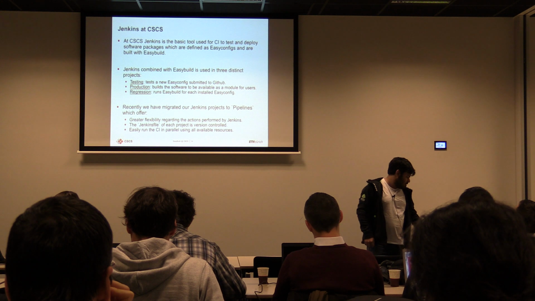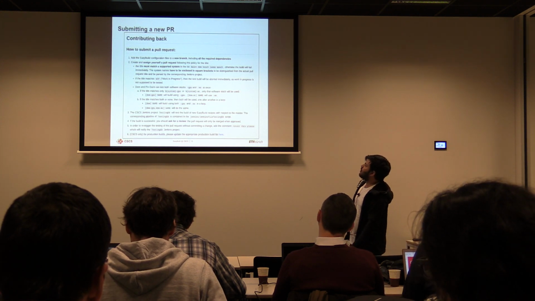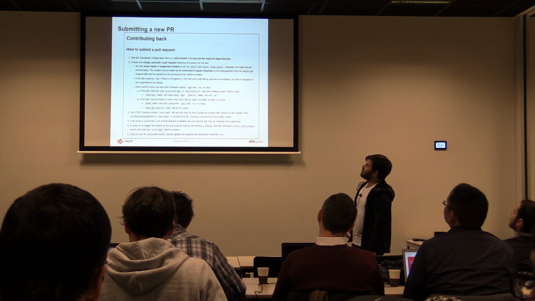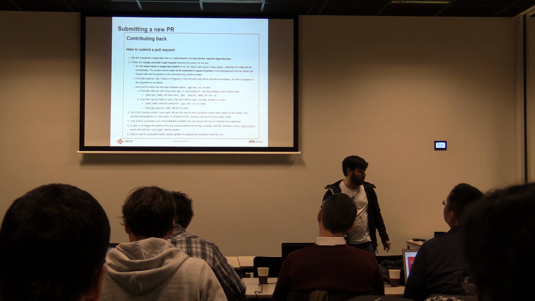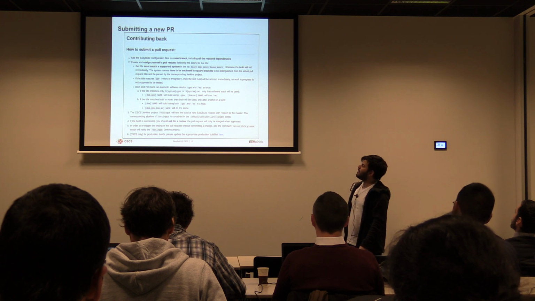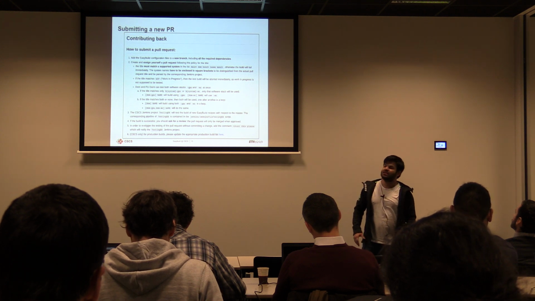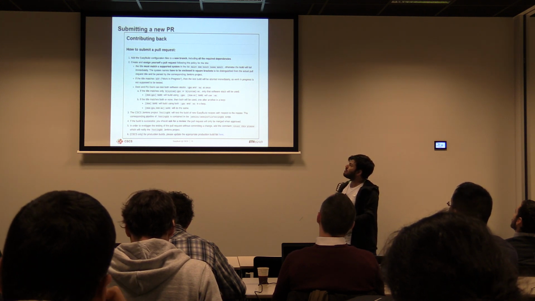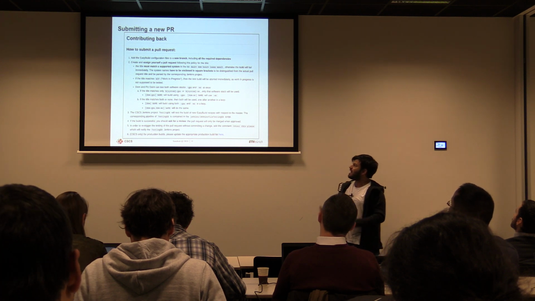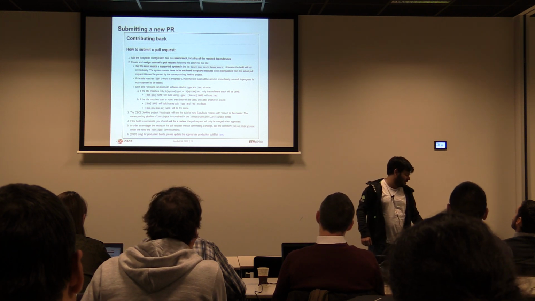So this is just a picture of the README that we have at our production repository, where we describe how you can submit a new pull request at GitHub with a new EasyConfig. And the convention that we use is that the pull request message has to contain the list of the names of the machines where we are going to test the new EasyConfig.